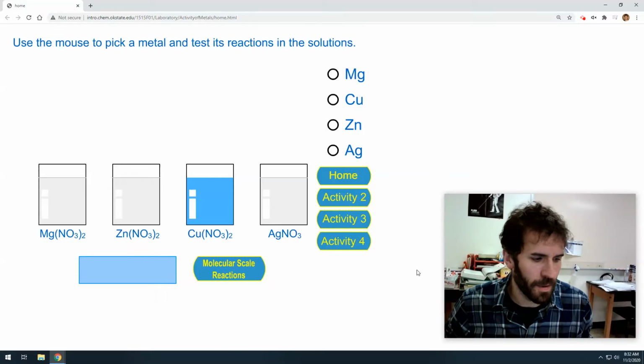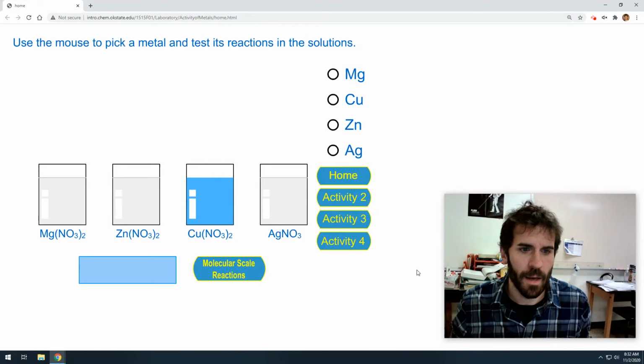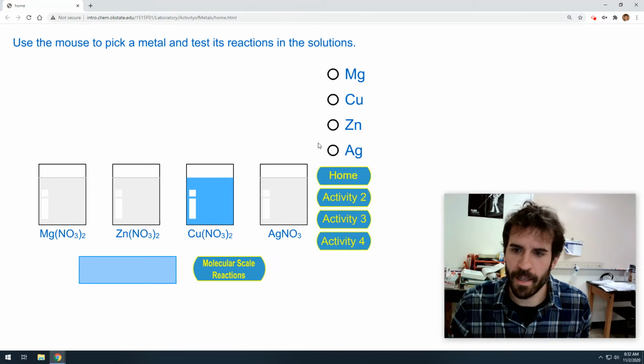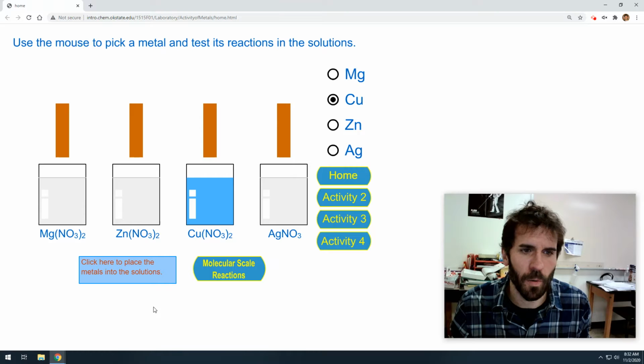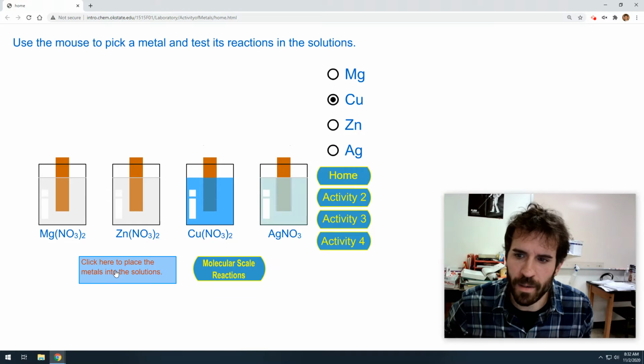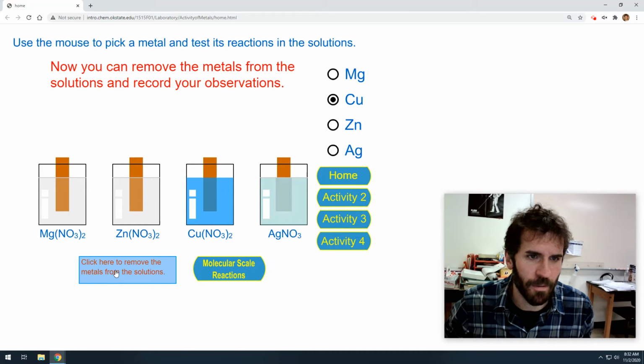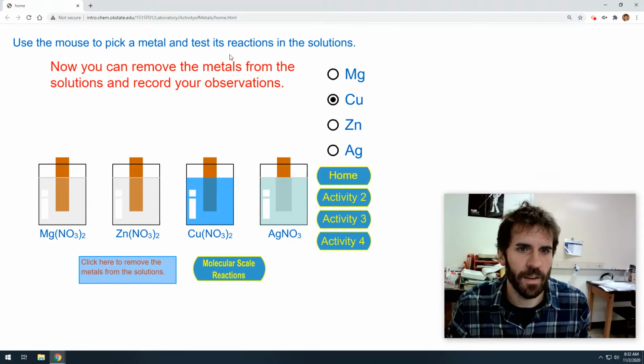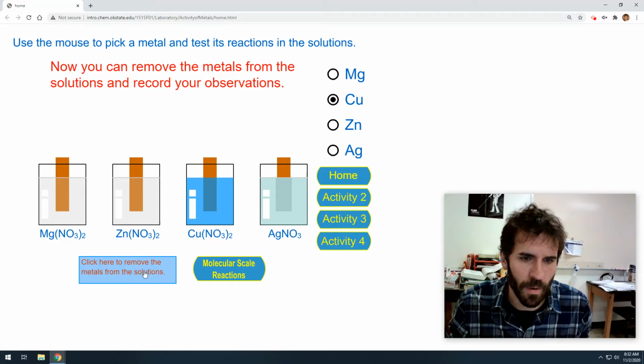Okay, I'm going to continue along with activity 1, and we're going to try to continue to put different metals into our solutions. So up next, I'm going to put in copper, and you're going to record what you see happening. Okay, so I'm going to click this button, and what do we notice when we put copper into these different solutions? It says now you can remove the metals from the solutions and record.